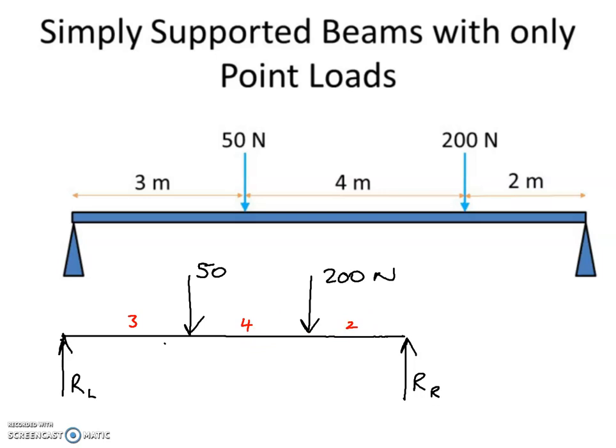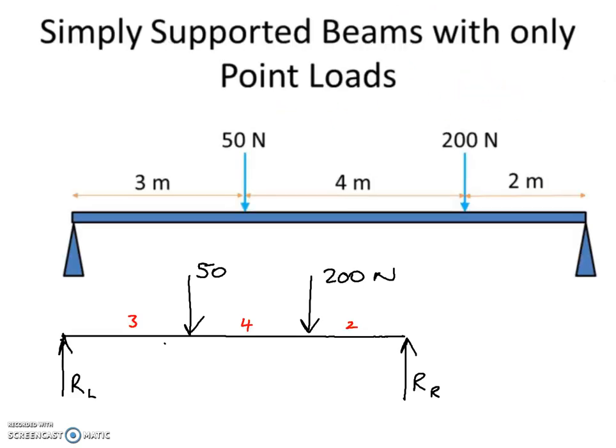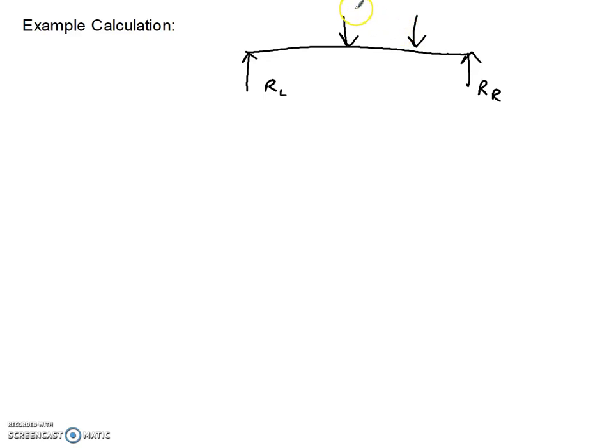So I'm just going to do that again on the next slide. Okay, so we have our reactions, our beam, our two forces, RL, RR, 50, 200, and our distances are 3, 4, and 2.